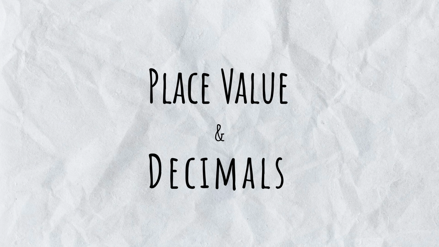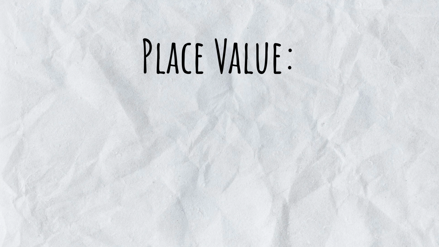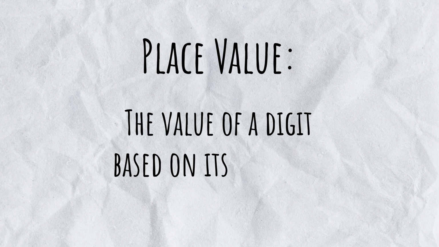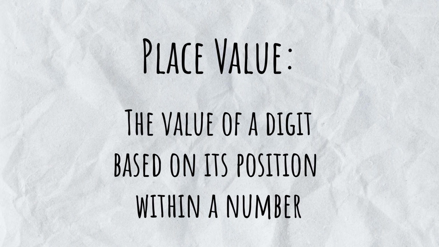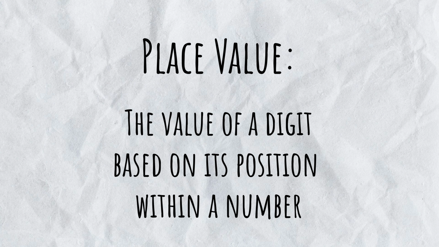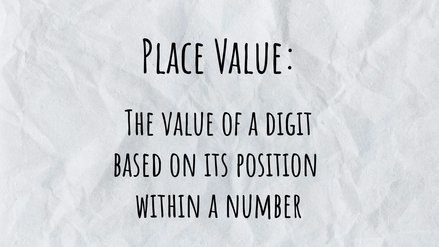And in today's video we are going to be doing place value and decimals. So first things first, the definition of place value. Place value refers to the value of a digit based on its position in a number. So each place in a number represents a different value, such as ones, tens, hundreds, etc.